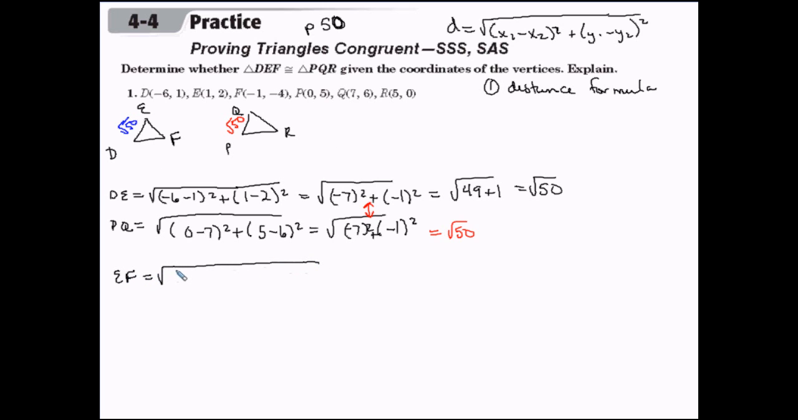So EF is going to be 1 minus -1, so that's 1 plus 1 squared, and 2 minus -4. So that's going to be 2 squared and 6 squared. So 4 and 36. So 40.